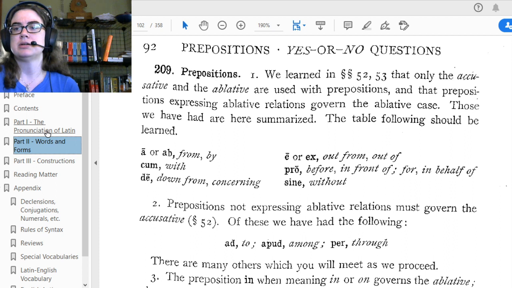So ad, the to here is obviously not a dative kind of to, it's a directional motion towards. And if you have motion towards something, that's accusative. So ad, apud, going among.